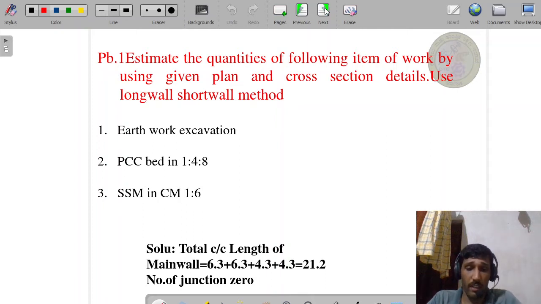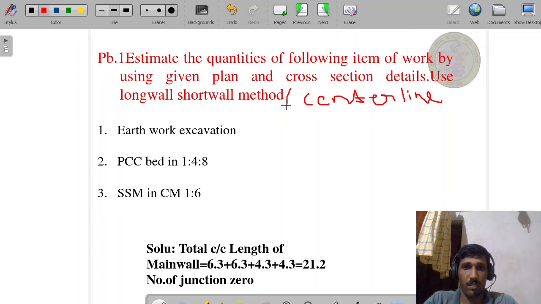Now we will solve one simple problem which is related to the center line length. Problem number 1. Estimate the quantities of the following items of work by using the given plan and cross-sectional details. Use center line method, not long wall. Previously we already studied the long wall, short wall method. Now we have to use the center line method.